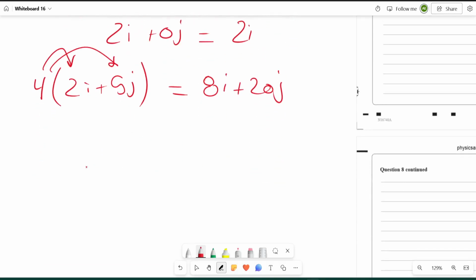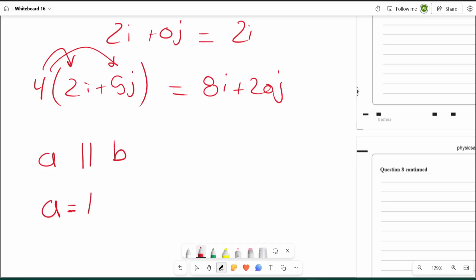Another thing that we're going to use a lot is the idea of parallel vectors. Let's say this vector is like this, and I have another vector which is like this. So these two vectors are parallel. It means that they're moving in the same direction. To express that, if vector A is parallel to vector B, that means that vector A is equal to some constant, some number, multiplied by vector B. And I'm going to show you how we use this.